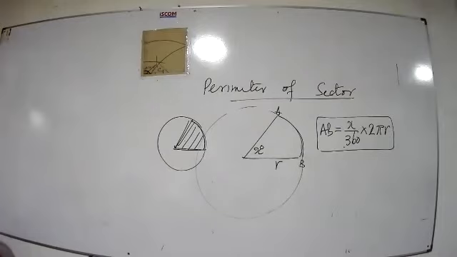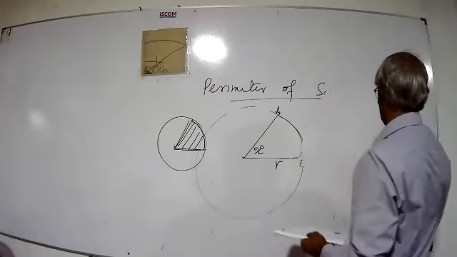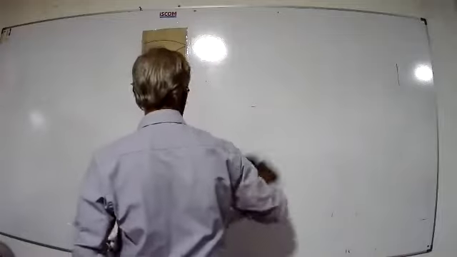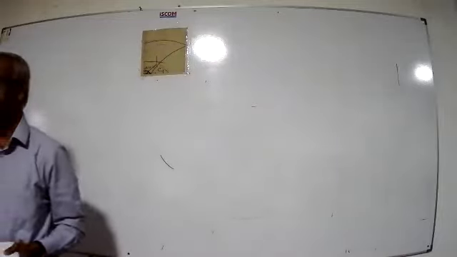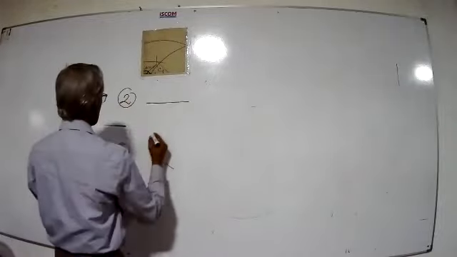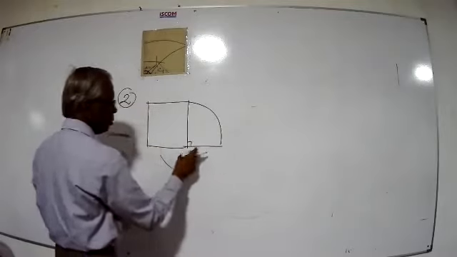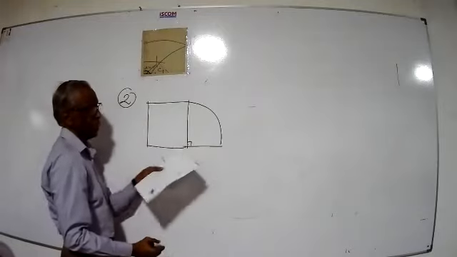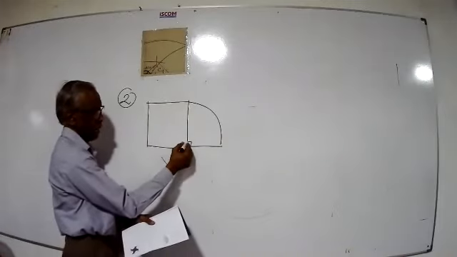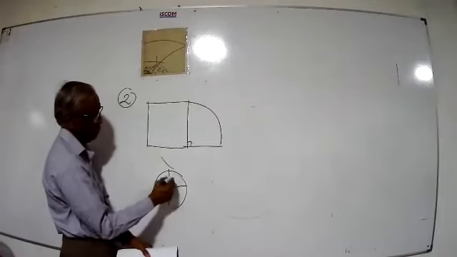Another figure, or combined figures. Number 2, this is a square and this is a quarter of a circle, 1/4 of a circle, that is 90 degrees. You can use 90 degrees upon 360 or straight away 1/4 of the circle.